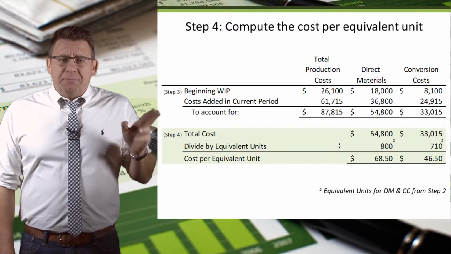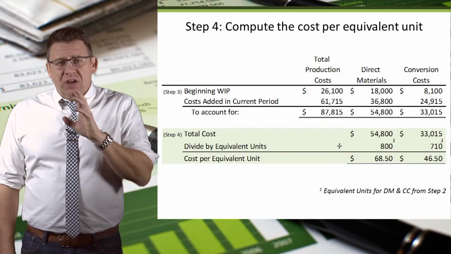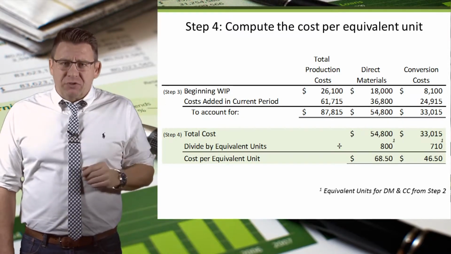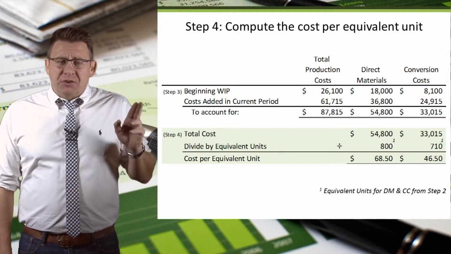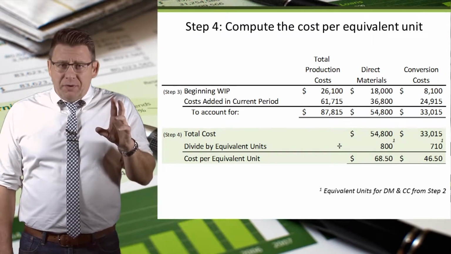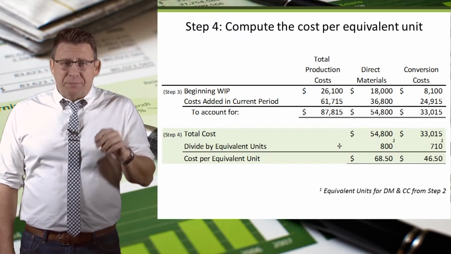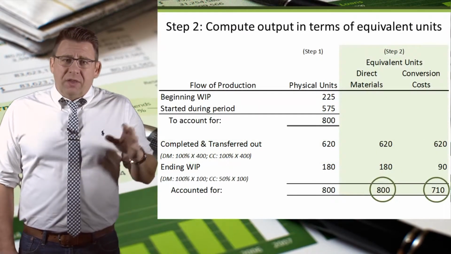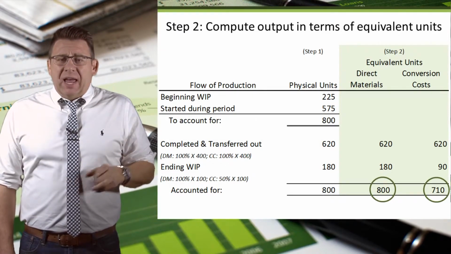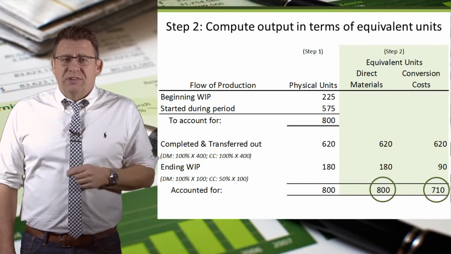Step 4 is calculating the cost of direct materials and conversion cost per equivalent unit. This step is pretty straightforward. We take the direct material and conversion costs from the prior step and divide them by the total equivalent units calculated in step 2. The total equivalent units is 800 for direct materials and 710 for conversion costs. That's what we're going to use in step 4.